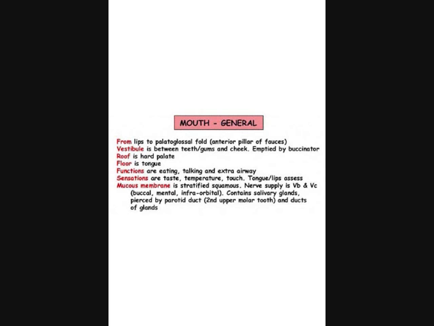The mouth extends from the lips back to the palatoglossal fold, which is sometimes called the anterior pillar of the fauces. It includes the vestibule, which is between the teeth and gums and the cheek. We normally regard that as being emptied by the muscle buccinator, perhaps assisted by the tongue. The roof of the mouth is the hard palate and the floor is the tongue.